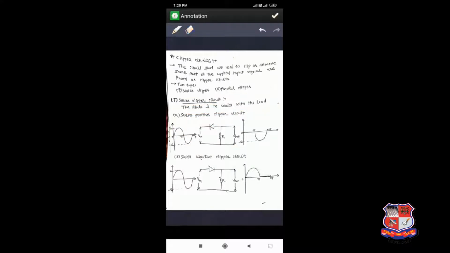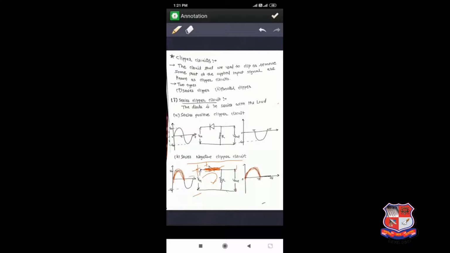Next, the second one is the series negative clipper circuit. During the positive cycle, this terminal is plus and this terminal is minus. So the diode is in forward bias, because positive is connected to positive and negative to negative. So this diode acts as a short, a closed switch, and current flows through this diode. So the output voltage is equal to the input voltage.